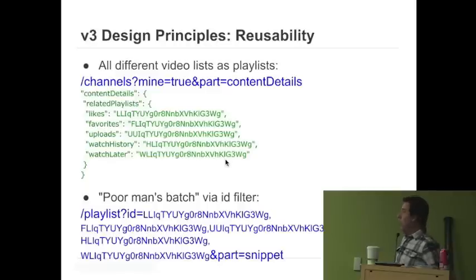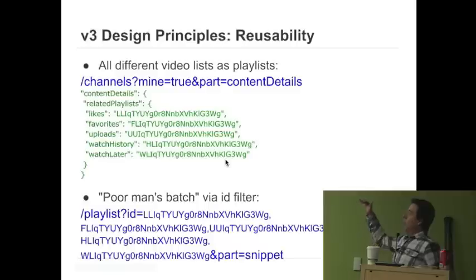On the reusability part, a good example that I can show you right now is the use of playlists. There are many ways or many lists of videos that you can define on a particular account. The first request that I'm showing here is fetching my channel. As I'm authenticating as a particular user, I'm fetching my channel and I'm asking for the content of that channel. And in the content of that channel, there is a field called related playlists.